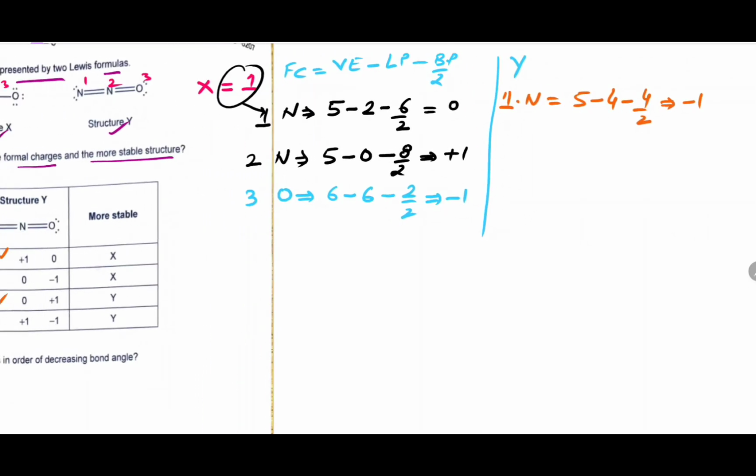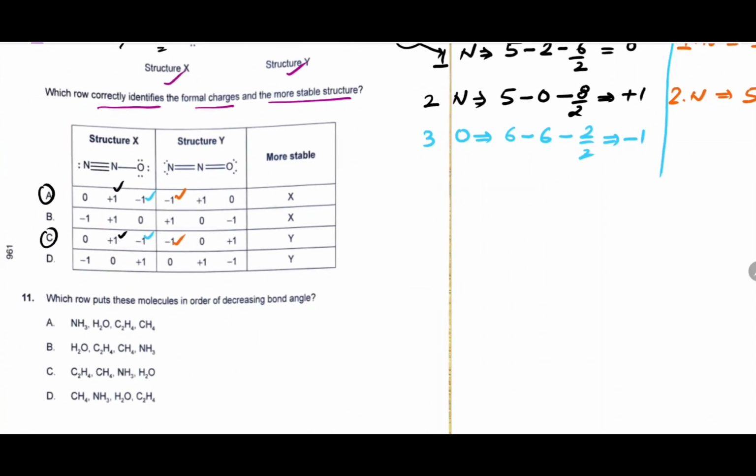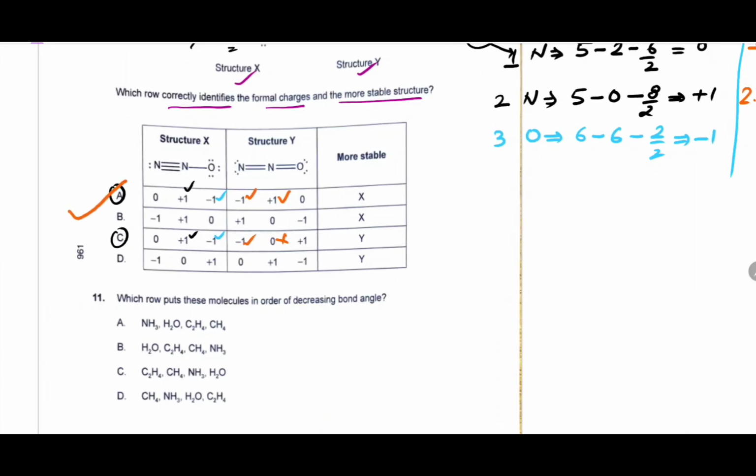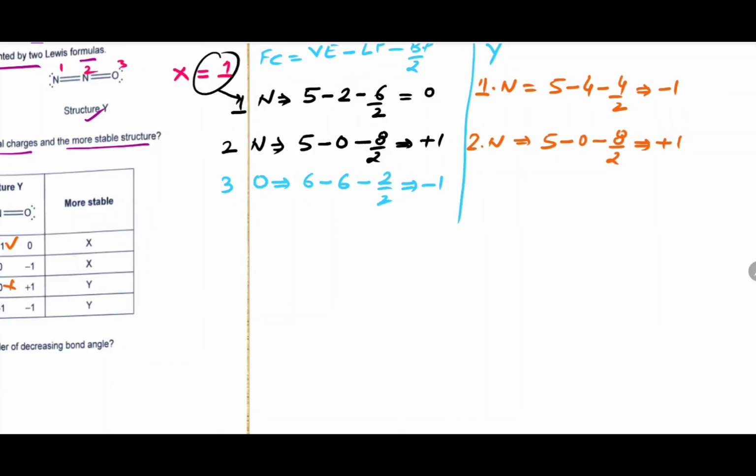Now we'll move to the next nitrogen, atom number 2, nitrogen again. Valence electrons 5, there is no lone pair, and there are 4 bonds, that is 8 bond pair electrons, 8 upon 2, which comes out to be plus 1. The second nitrogen has a charge of plus 1, which is A, not C. My answer will be A, but I have to find which is more stable. I will find the formal charge of oxygen also in this case.